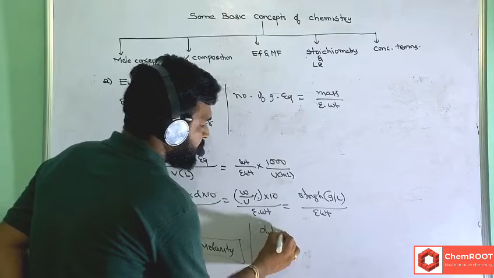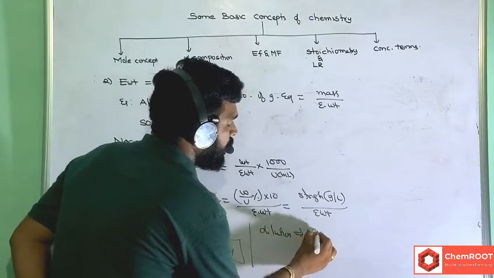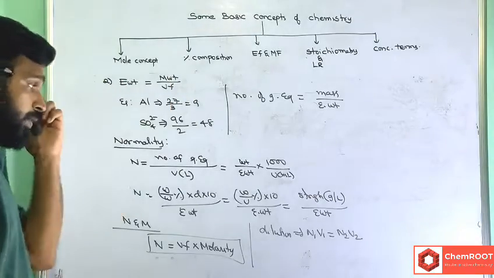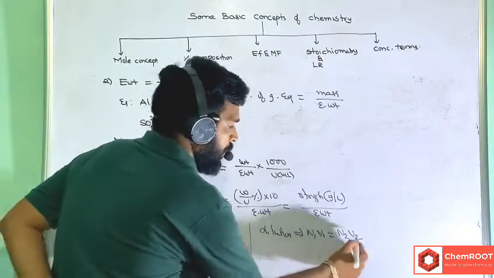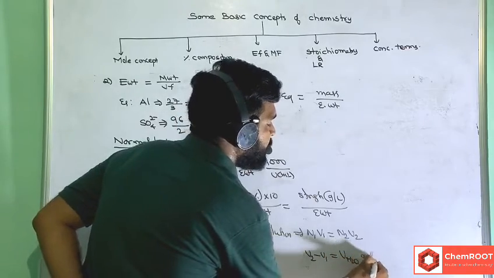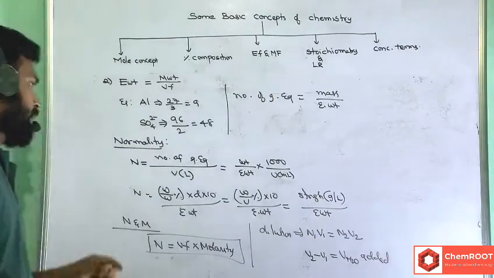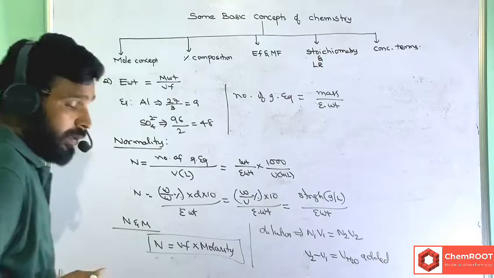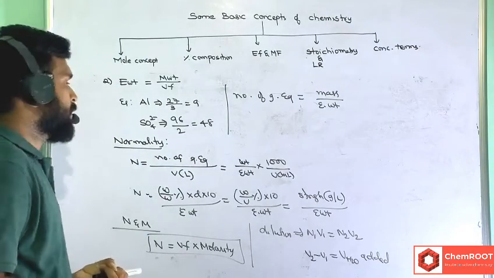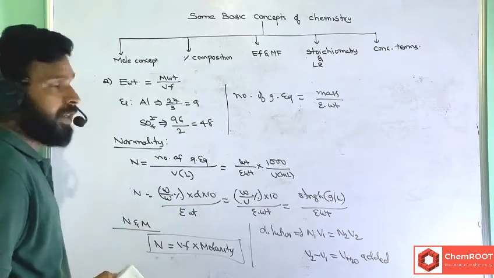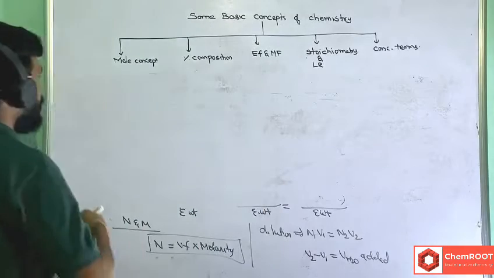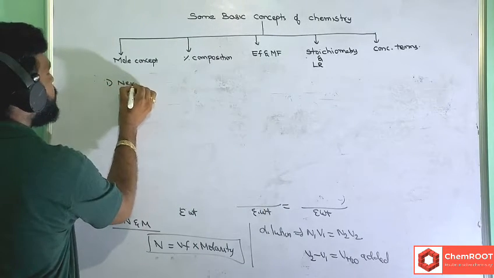During dilution, N1 V1 equals N2 V2. Okay. So dilution also uses the same concept. N1 V1 equals N2 V2, and V2 minus V1 gives the volume of water added. So this is the normality-related one, but it is very useful in pH calculations and titrations. So I will write that also, an important one. What is the first? Neutralization.